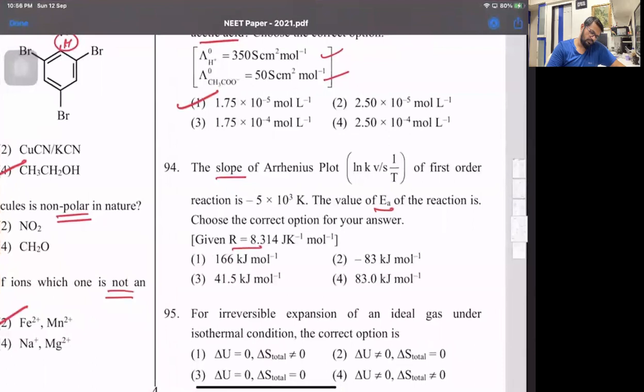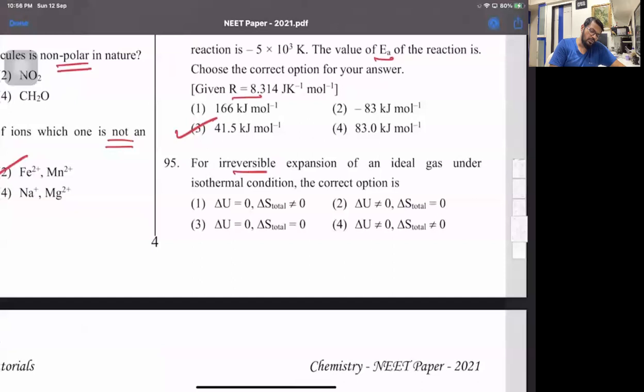All right, 95, for an irreversible expansion of an ideal gas under isothermal conditions. Isothermal condition, temperature remains constant. So delta U is zero. Delta S total, that is delta S of system plus surrounding, is not zero for irreversible. Is that clear? So here the option is one over there. Delta U is zero because temperature is constant. Internal energy is a function of only temperature. So delta U is zero for isothermal. But for irreversible expansion, delta S total, that is system plus surrounding, will not be zero. So 95 is one.